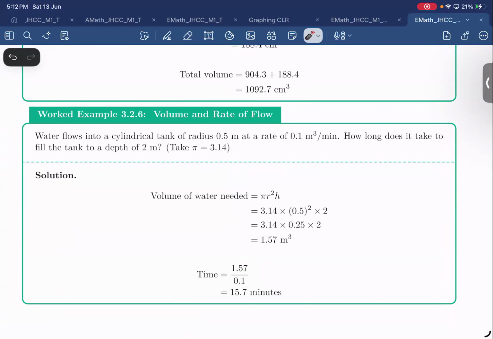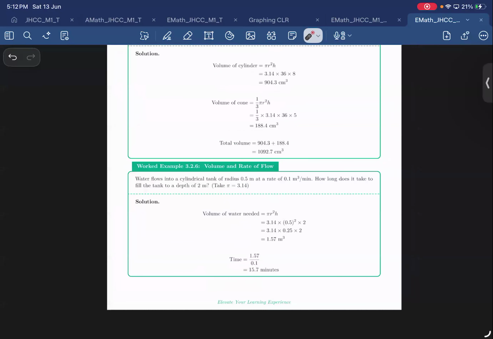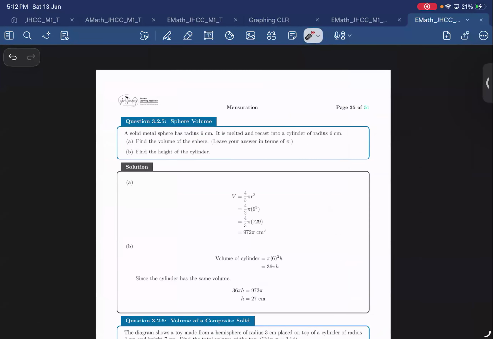So the volume of water to fill this whole tank up fully is 1.57 meters cube. And if it flows at 0.1 meter cube per minute, then you divide by 0.1, you get 15.7 minutes to fill it up. So the calculation, I don't think it's too troublesome. It's not that bad.